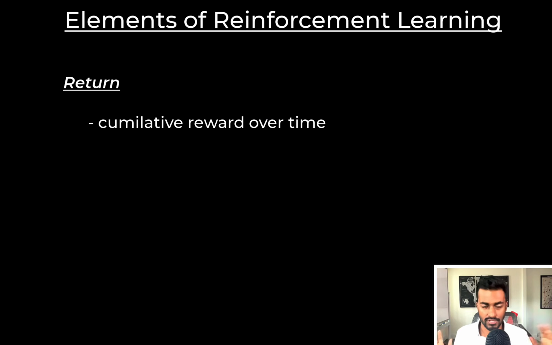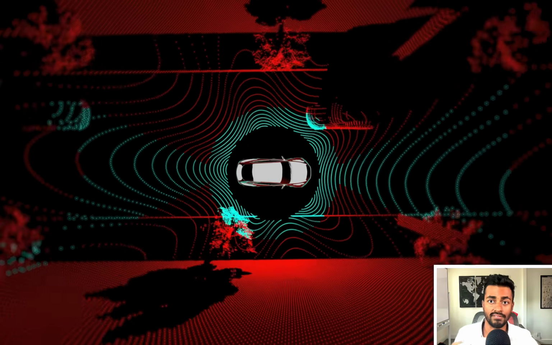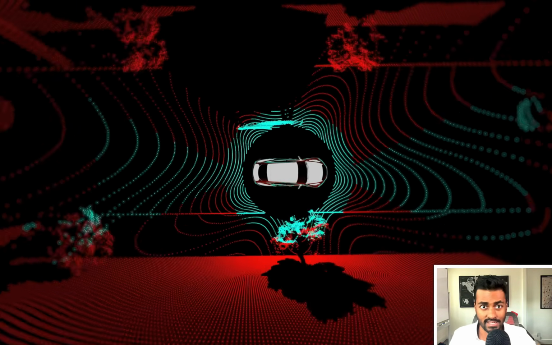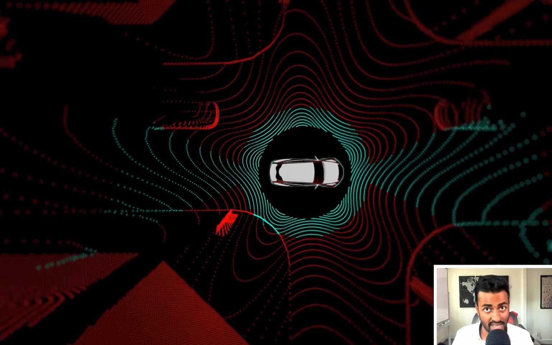Next, let's talk about returns. A return is the cumulative reward over time. And it's good to quantify the overarching goal of your agent. High returns would indicate a sequence of actions that got the car to the destination without any accidents, any traffic violations, and in a short amount of time.